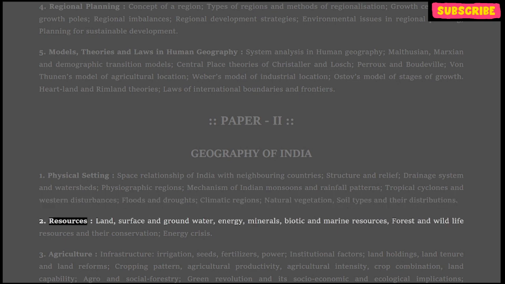2. Resources. Land, surface and groundwater, energy, minerals, biotic and marine resources, forest and wildlife resources and their conservation, energy crisis.